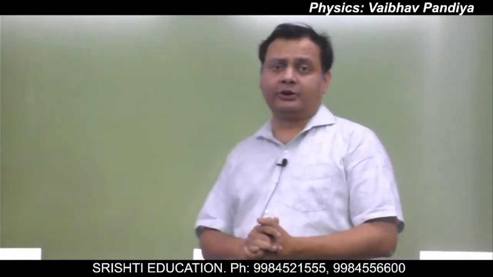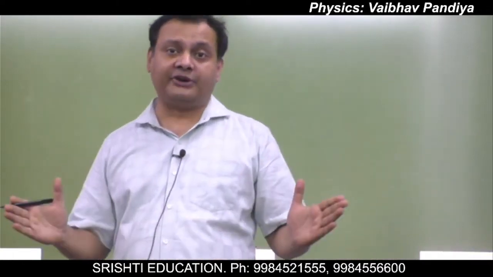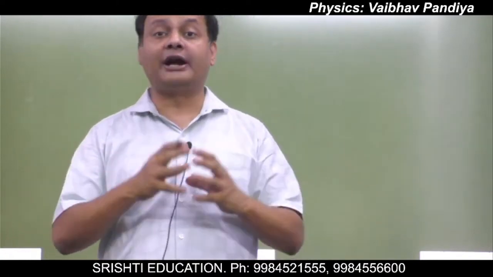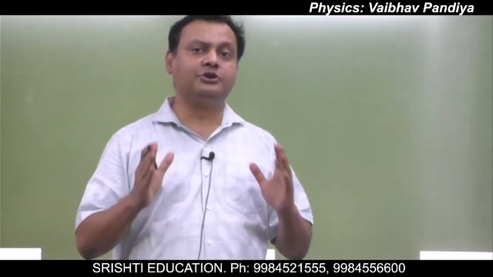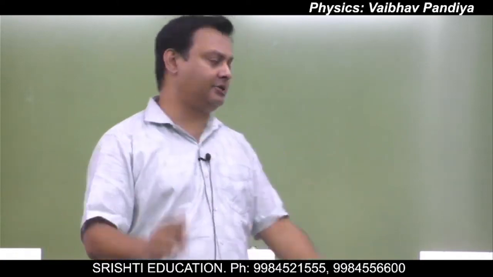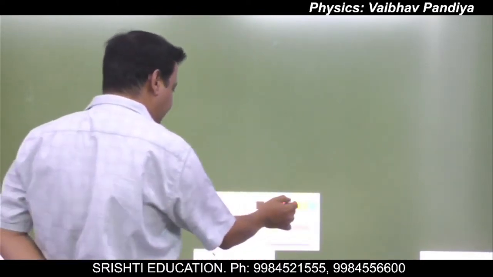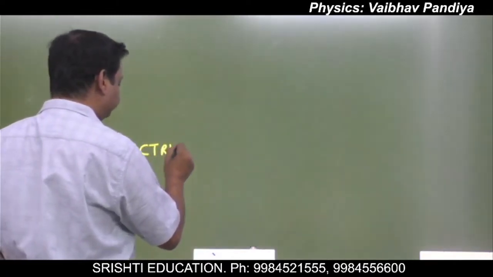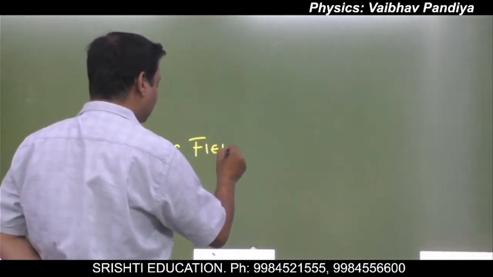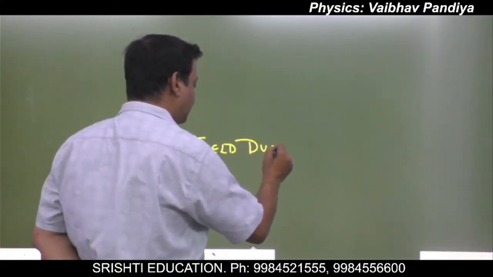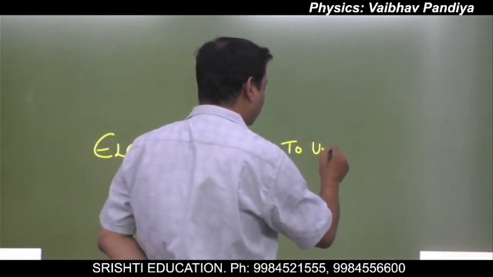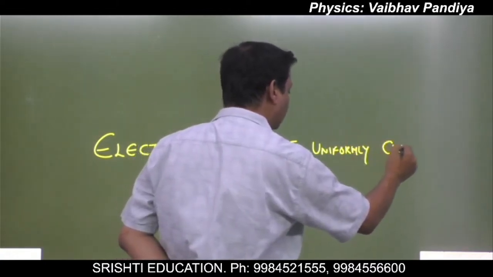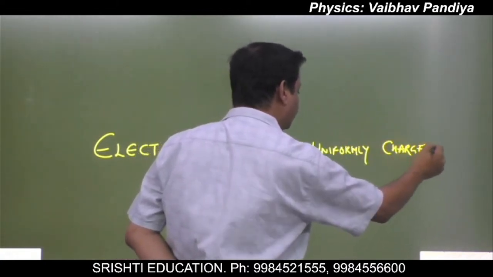In this lecture, we are going to explore how to find the electric field due to a uniformly charged ring. Again, I repeat, how to find the electric field due to a uniformly charged ring. Okay, so you can note the heading: electric field due to uniformly charged ring.